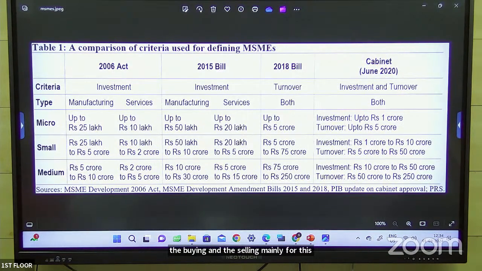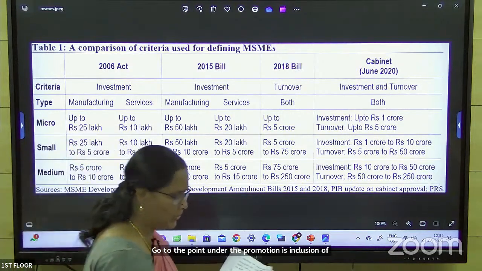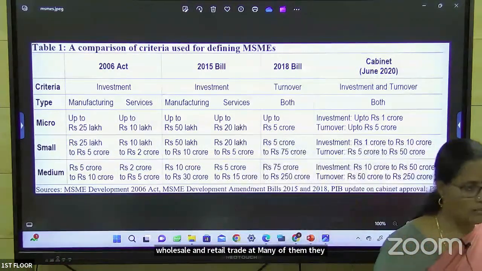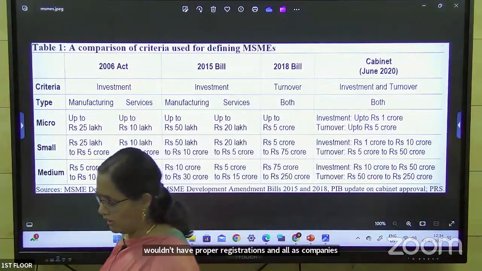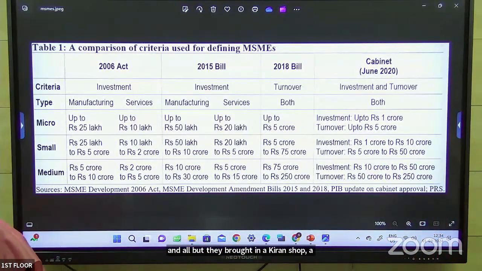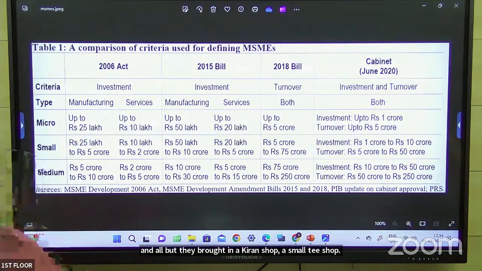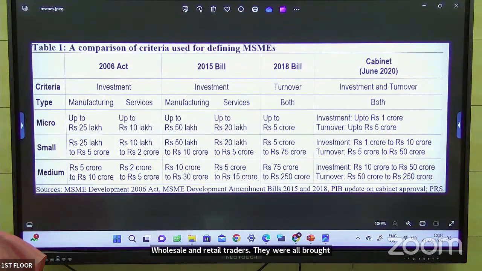Let's go to the third point under the promotion: inclusion of wholesale and retail trade as MSME. Many of them wouldn't have proper registrations as companies, but they brought in a kirana shop, a small tea shop, wholesale and retail traders, all under the MSMEs. If you are brought under the MSME, you will have the facility of taking credit easily. That's the reason why they want to bring them under the MSMEs.